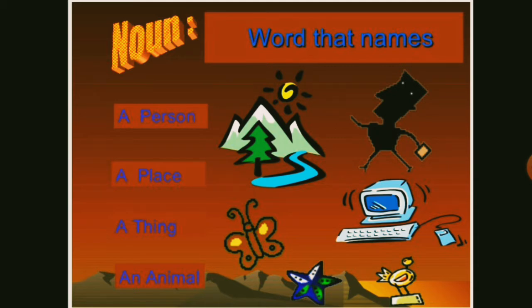Noun, a word that names a person, a place, a thing, an animal, or an idea. Here, noun refers to the name of a person, name of a place, name of a thing, name of an idea, and name of an animal.